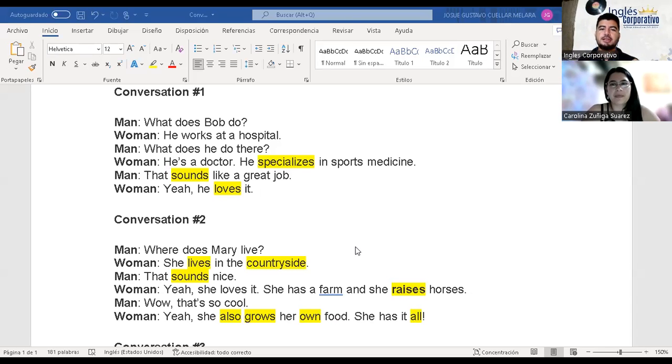Conversation one. Who starts? You or yes. Me? Okay. What does Bob do? He works at the hospital. What does he do there? He's a doctor. He specializes in sports medicine. That sounds like a great job. Yeah, he loves it. Where does Mary live? She lives in the countryside. That sounds nice. Yeah, she loves it. She has a farm and she raises horses. Wow, that's so cool. Yeah, she also grows her own food. She has it all. Okay, now you start.